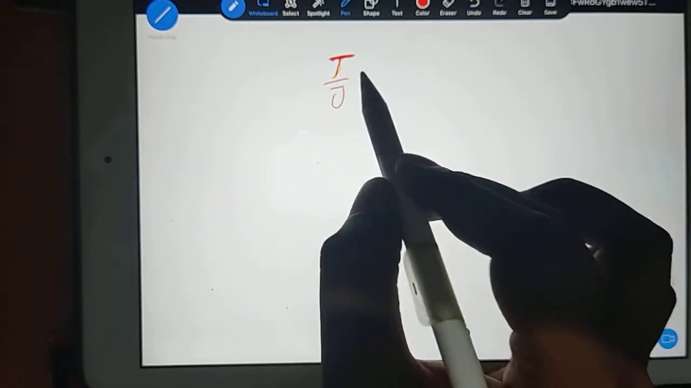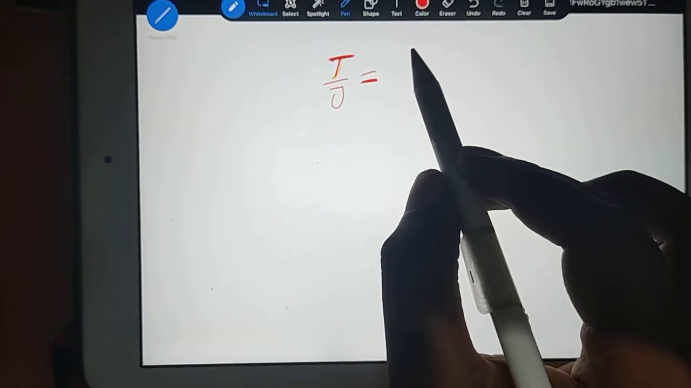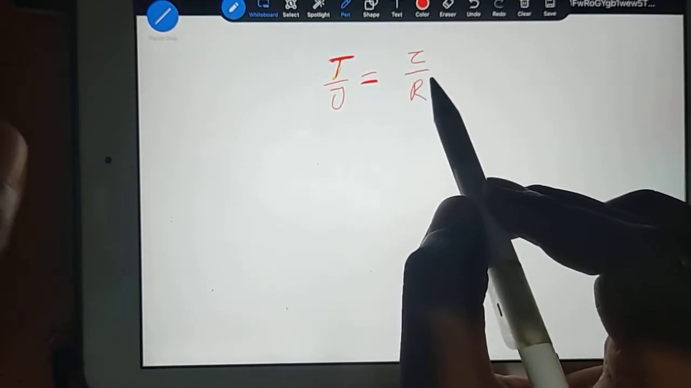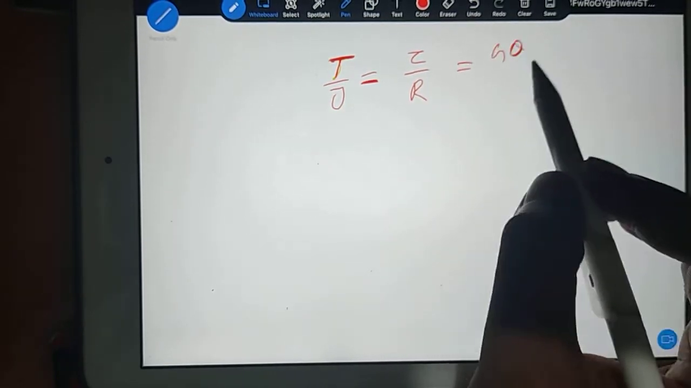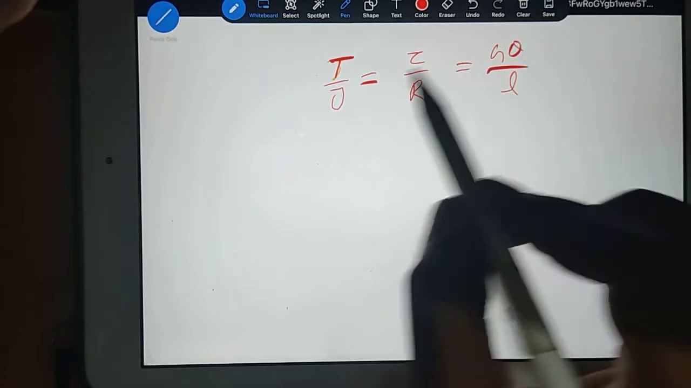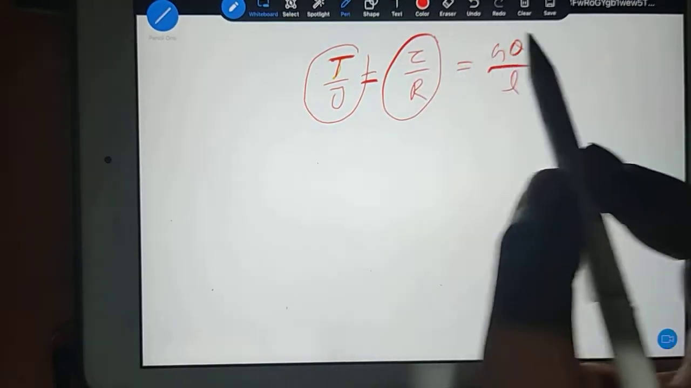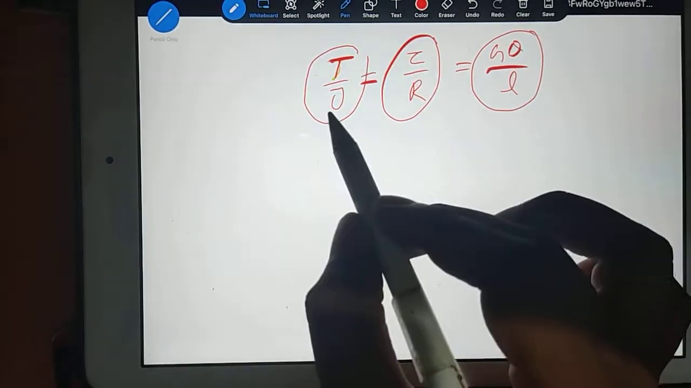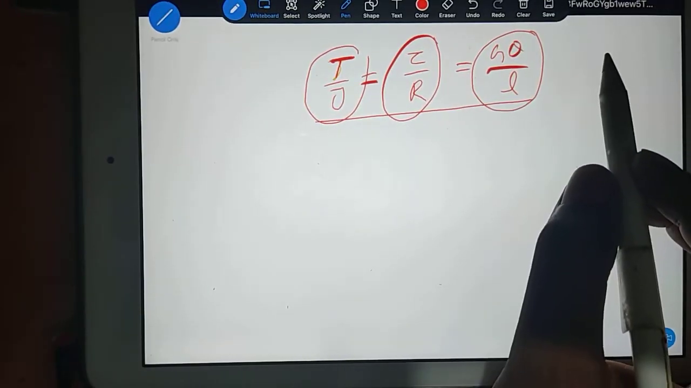T by J equals tau by R equals G theta by L. So this was my trick: T by J, tau by R, G theta by L. With this trick you can remember this torsion equation.